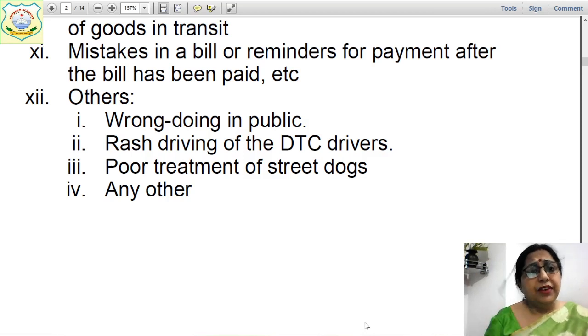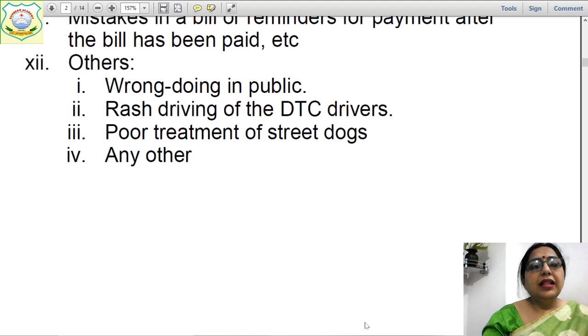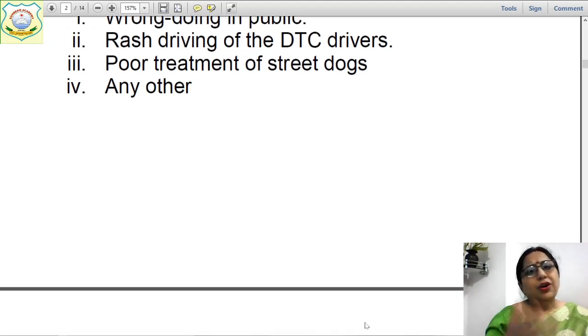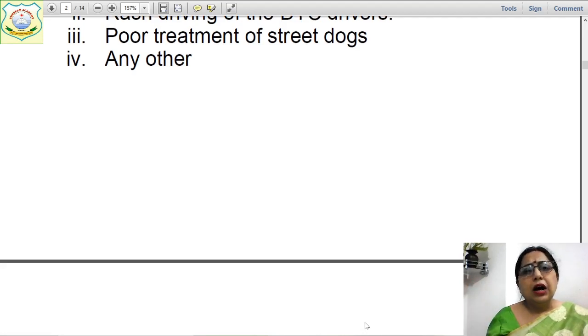These are the causes we have given. Now, what are the other causes? Just see. The other causes are wrongdoing in public, like the blaring loudspeaker hampering your studies, the honking of vehicles disturbing the patients in the hospital. So these are all wrongdoings in public. Chain snatching, rash driving of the DTC drivers, poor treatment of street dogs, cows, buffaloes, anything, and any other problem.